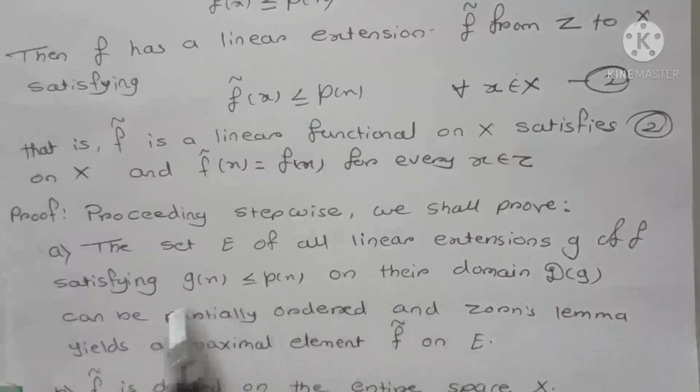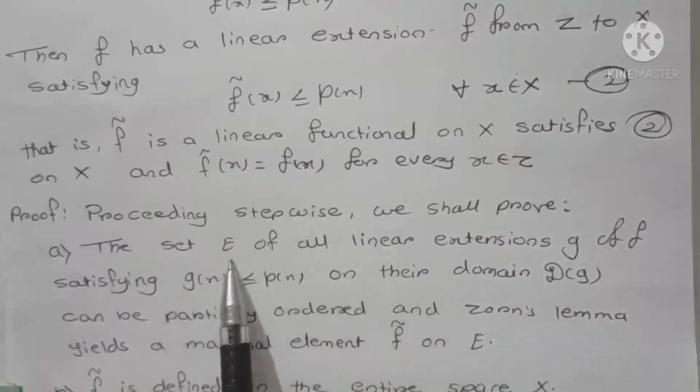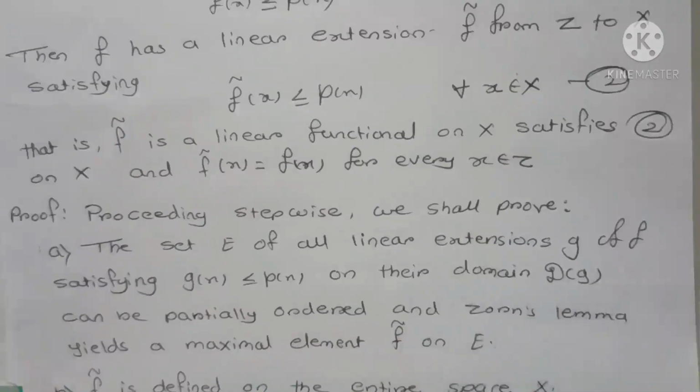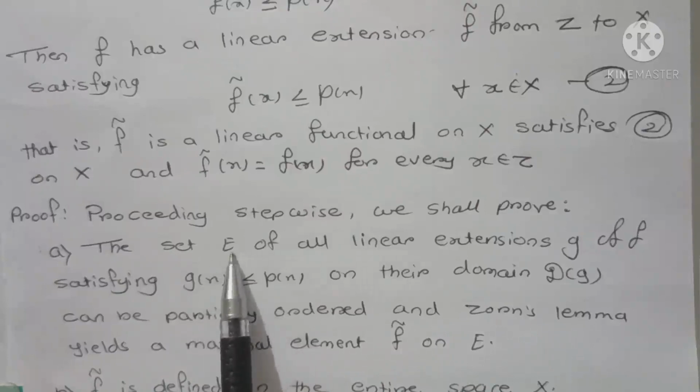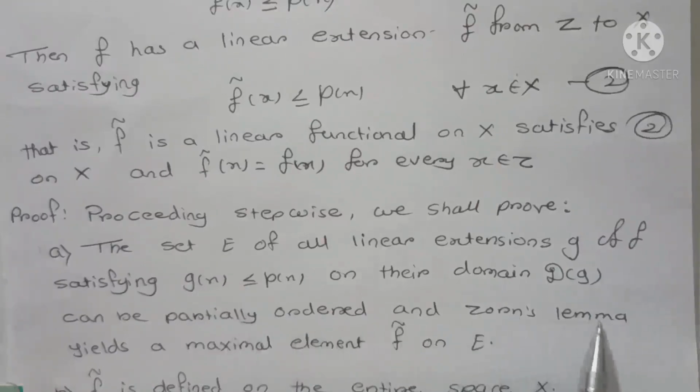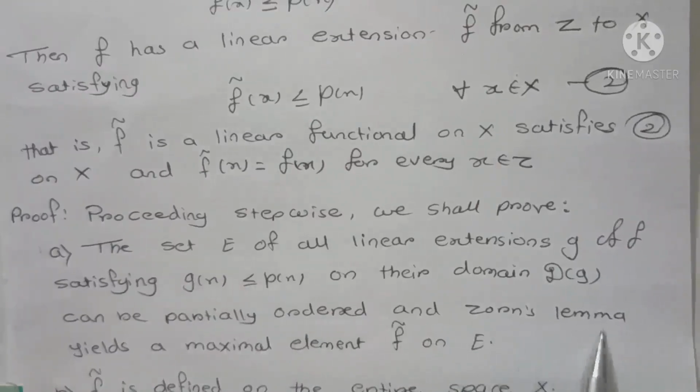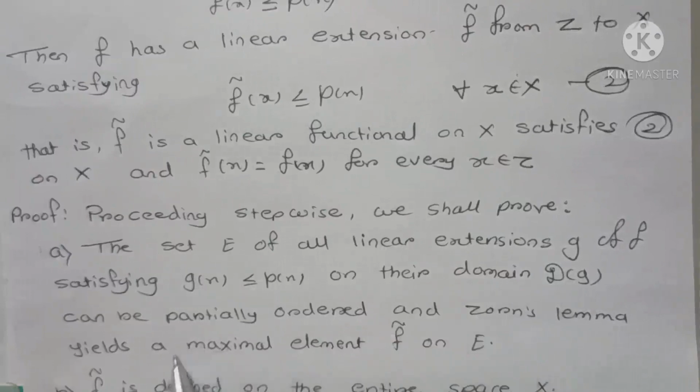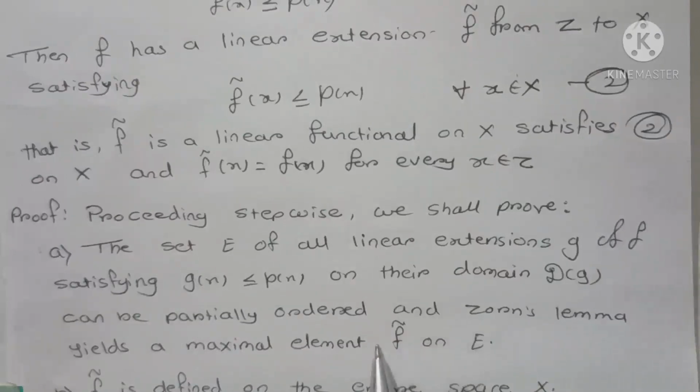That means in the first step, we take the set E of all linear extensions of f satisfying this condition. Then on this set E, we define a partial order relation. With the help of this partial order relation, capital E becomes a partially ordered set, and on this partially ordered set we apply Zorn's lemma, and by using Zorn's lemma we get the maximal element of E, that is f tilde.